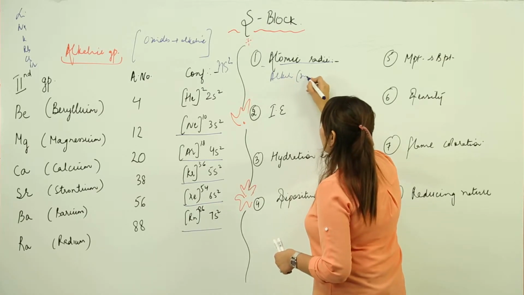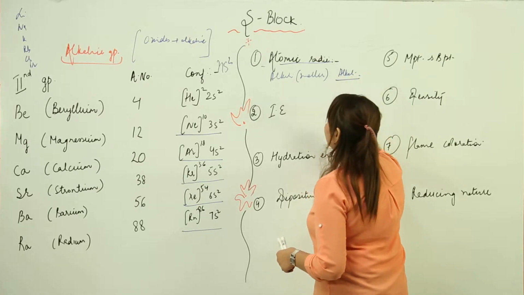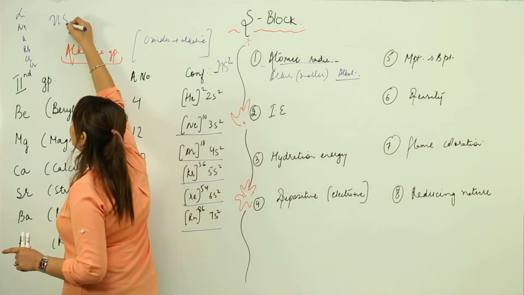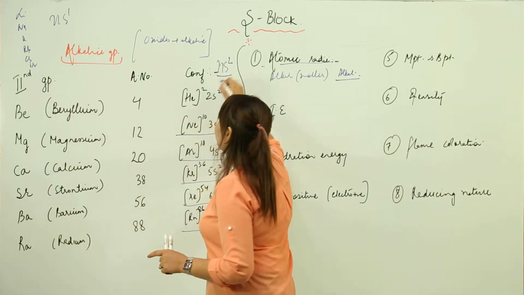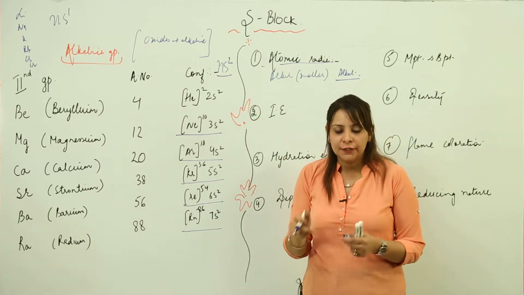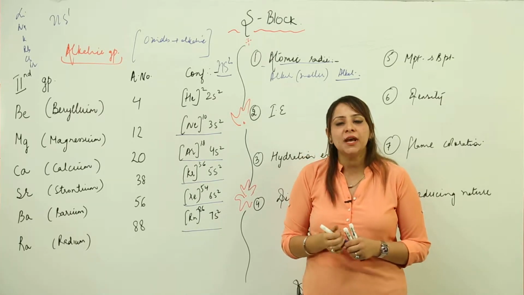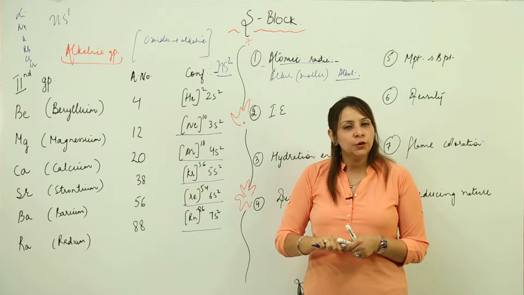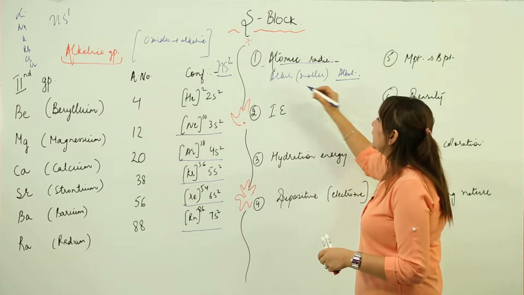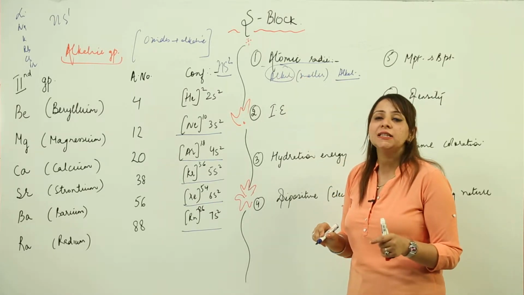As we look at the atomic radii, we see that alkaline earth metals are smaller than alkali metals. Why? Because in alkali metals the configuration is ns1 and here the configuration is ns2. That means an electron is added to the same shell, and when an electron is added to the same shell, the nuclear charge increases and the size shrinks. That is why alkaline earth group members are smaller than alkali metals, due to increased nuclear charge.